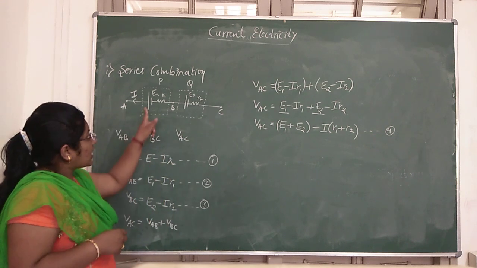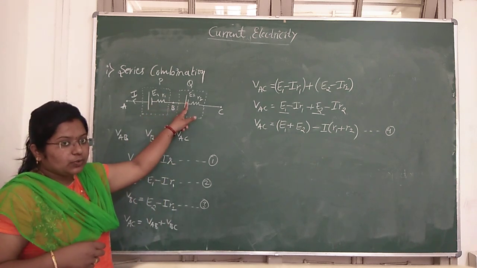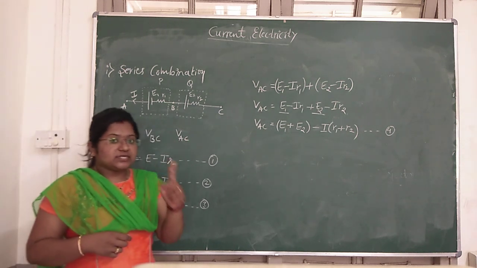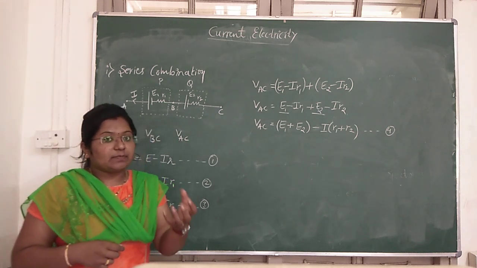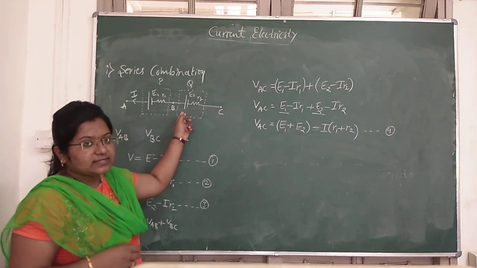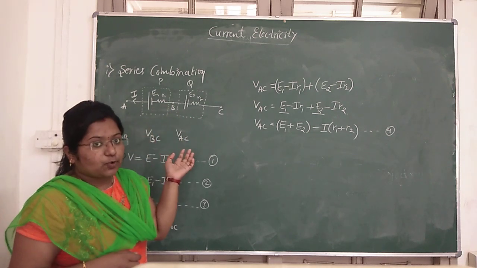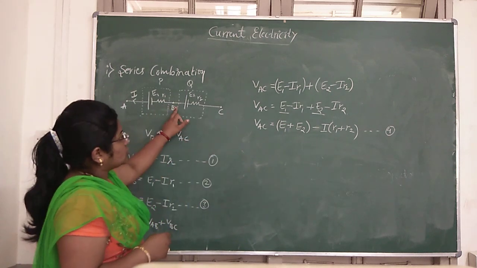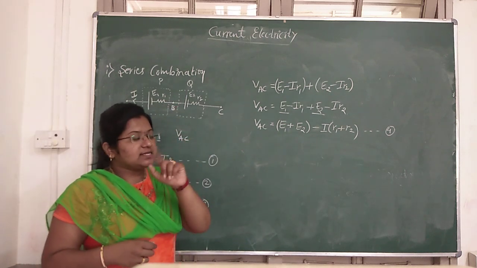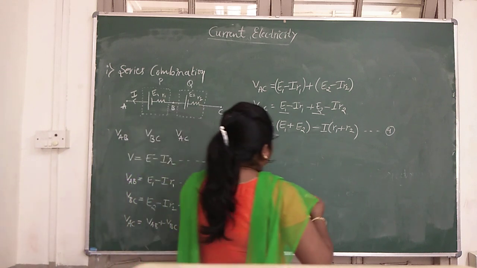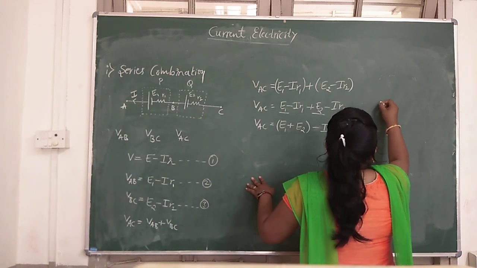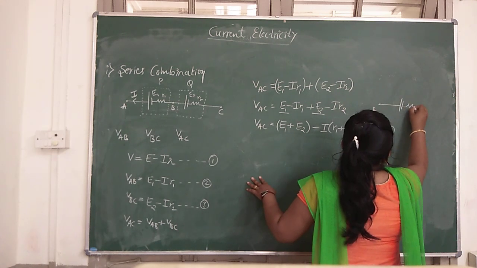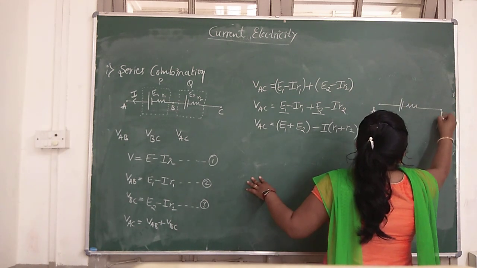Means here we are having two cells, P and Q. Instead of using P and Q two cells, can you use a single cell which will give the same effect as that of these two cells? Yes or no? That only we can call it as an effective cell. So instead of using these two, I will use a single cell between the points A and B.